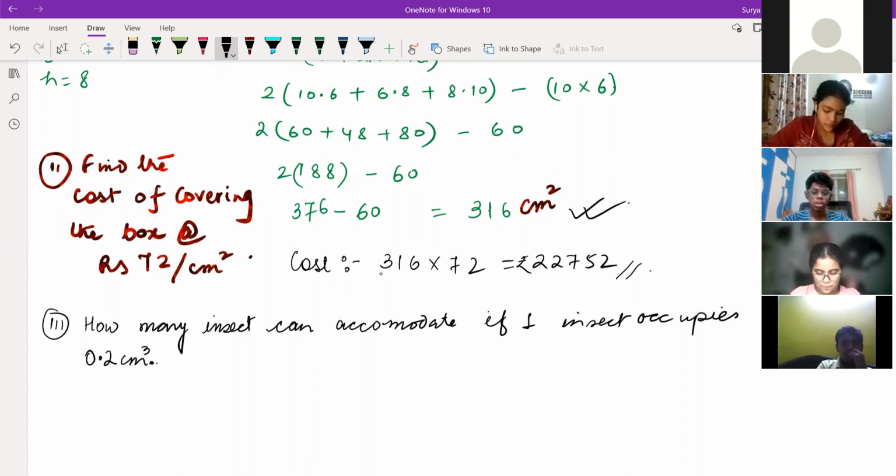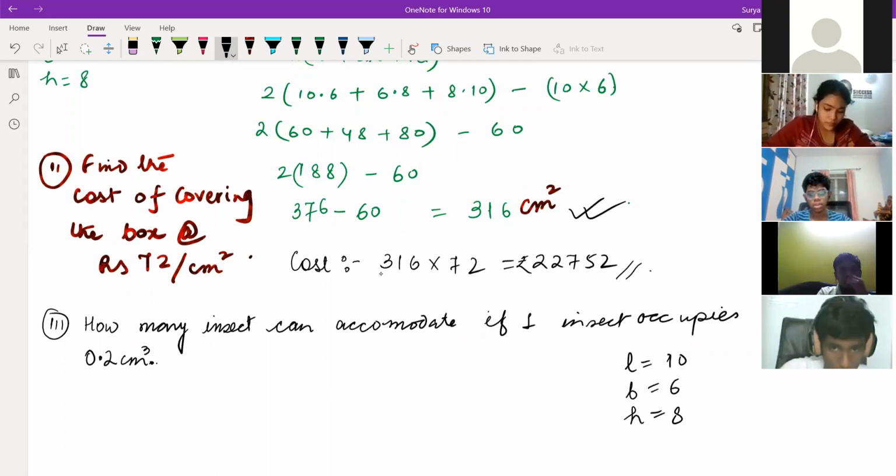Same question. Length is 10, right? Breadth is 6. Sir, length is 10, width is 6, height is 8. Yeah, this is the question. So how many insects can be accommodated if one insect occupies this much centimeter cube? Tell me the answer for this.